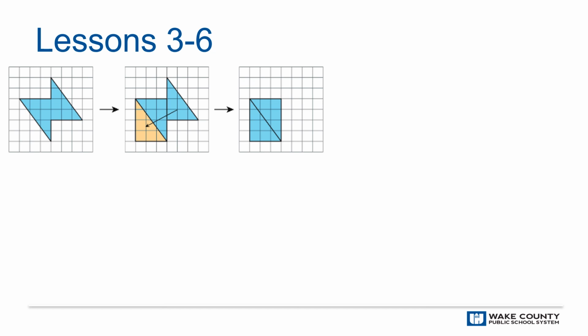In lessons 3 through 6, we work on decomposing shapes and moving them to create polygons that we are familiar with. For example, if we look at this Z shape, it is difficult to try and find the area until we move the far right triangle over and create a recognizable rectangle.